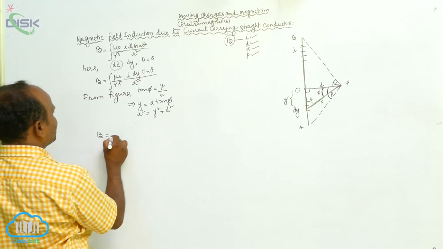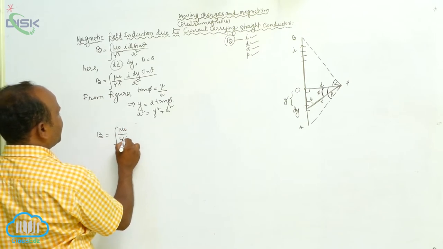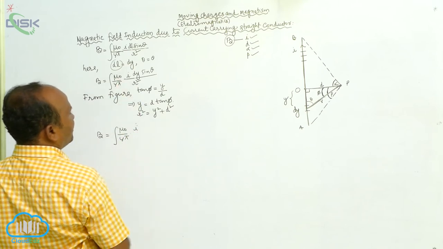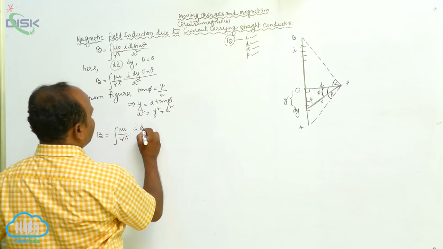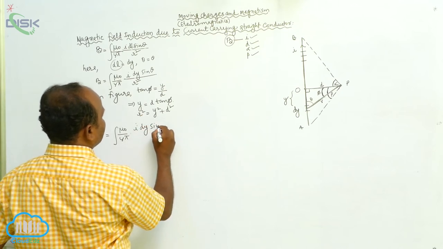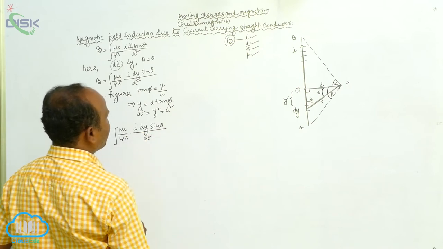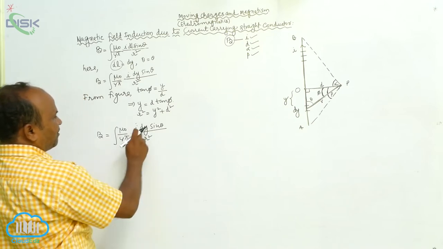dB is equal to the integration of mu naught by 4 pi into I dy sin theta by R square. This is my formula. Now, here dy, what is y?